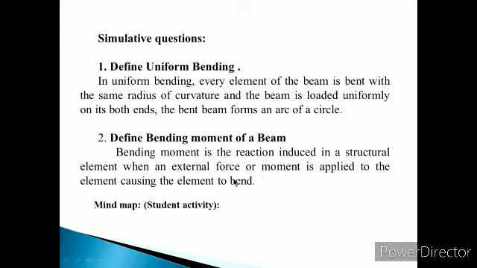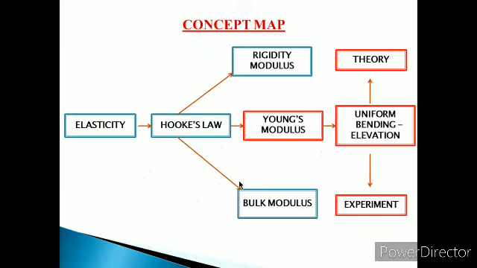This is the students' activity mind map. After completing this session, you have to try to draw a mind map. This is the simple flow diagram for explaining the concept of uniform bending. Elasticity in general, Hooke's law. Based on Hooke's law, there are three types of modulus: Young's modulus, bulk modulus, and rigidity modulus. Our main topic is to determine the Young's modulus by the method of uniform bending, that is the elevation of the beam, theory as well as experimental concept.